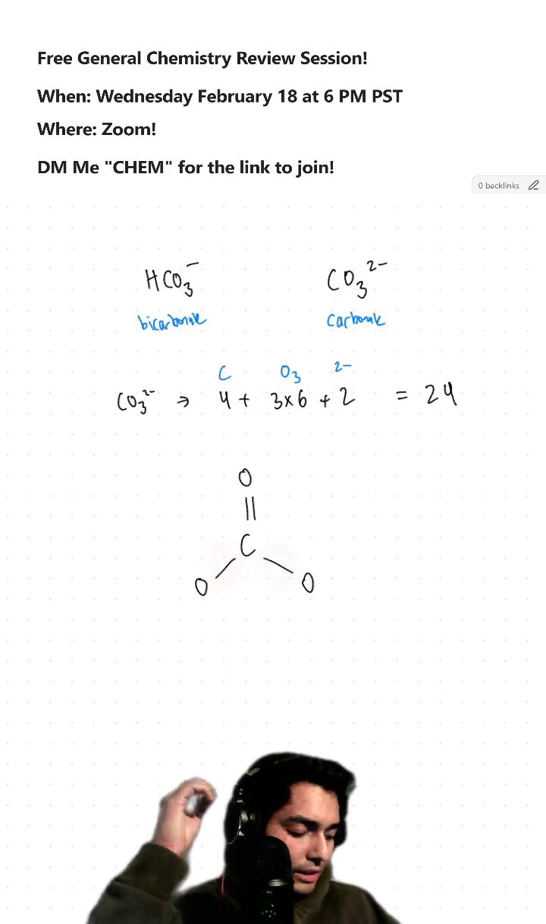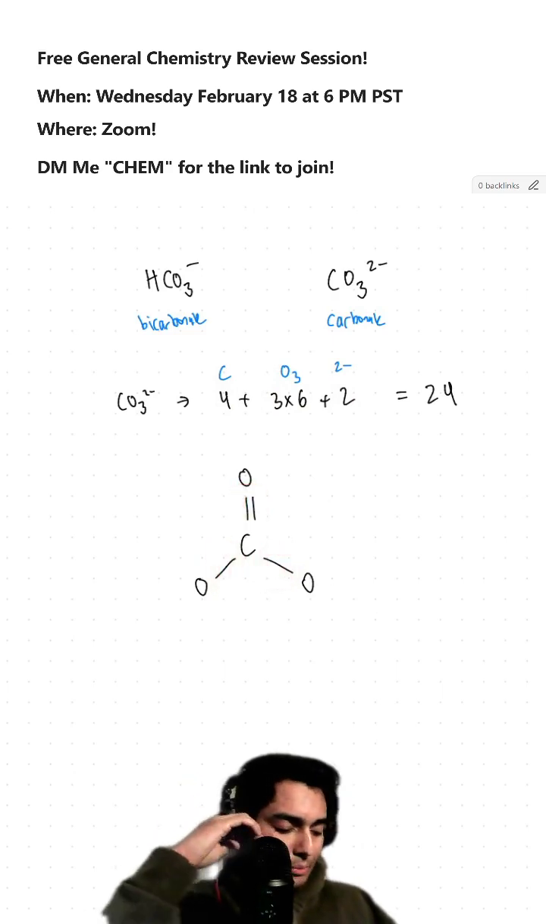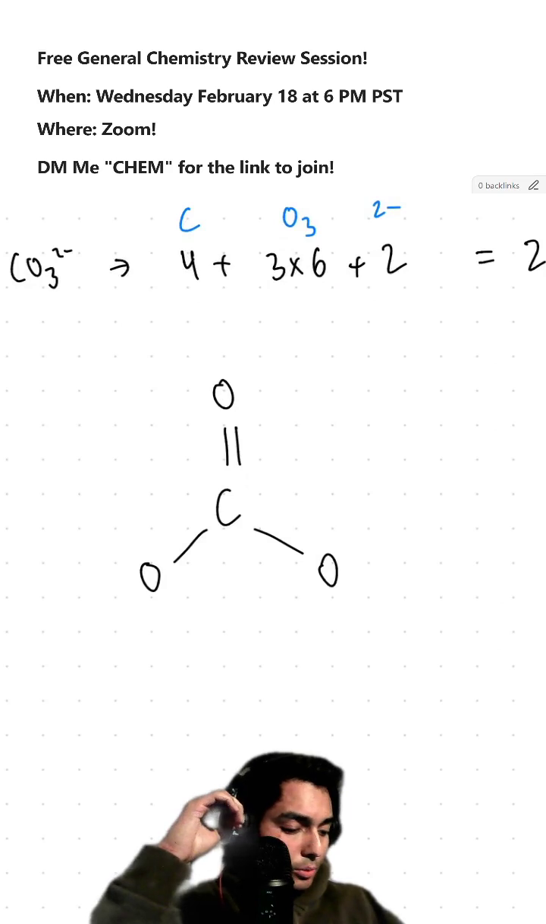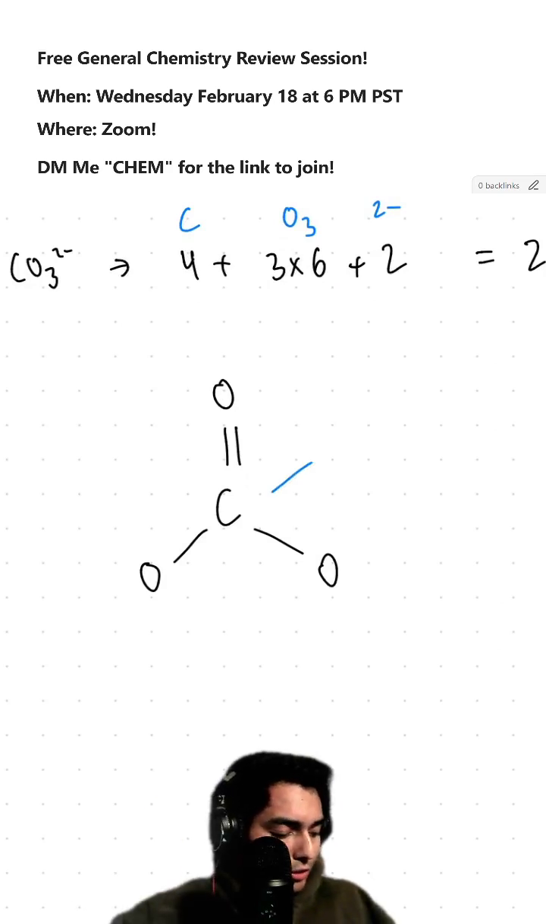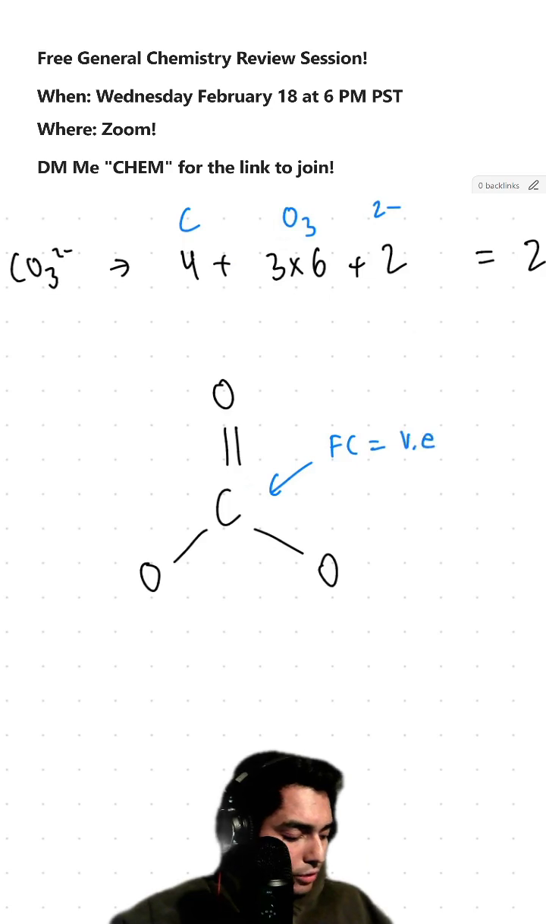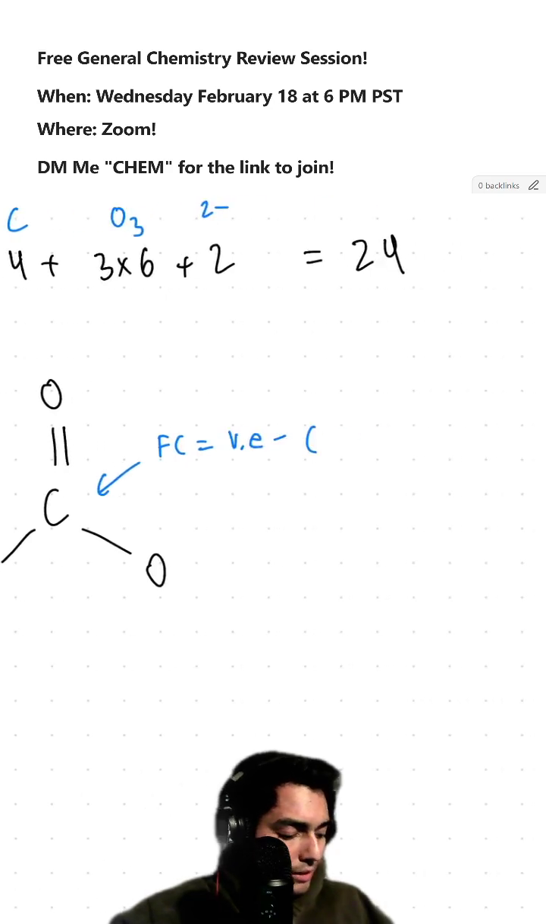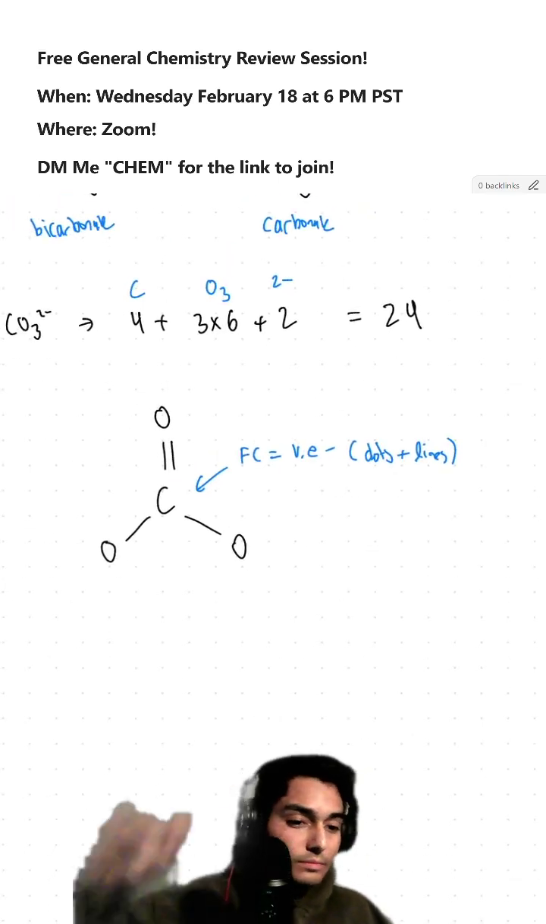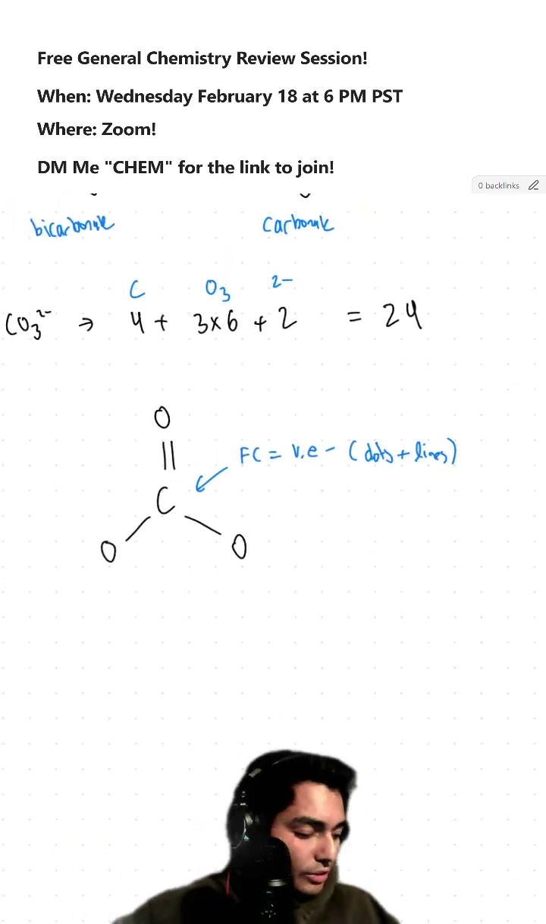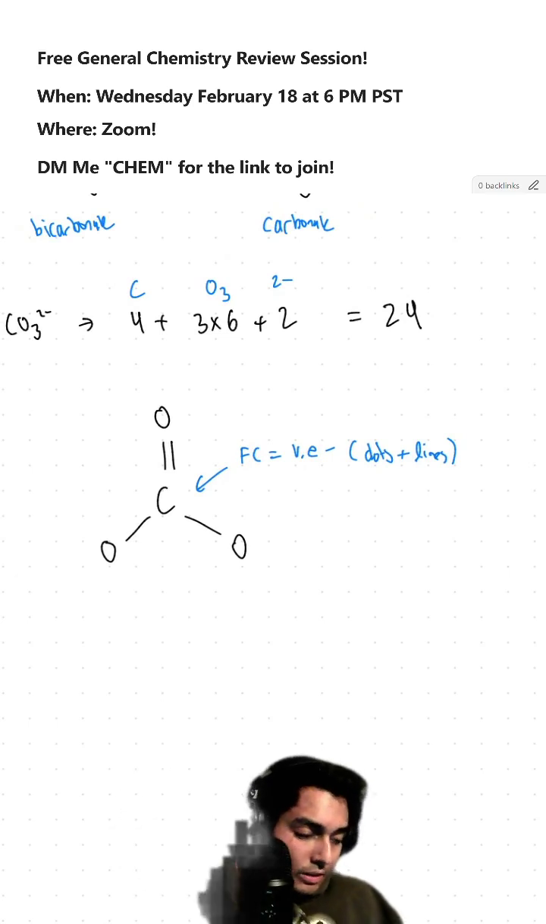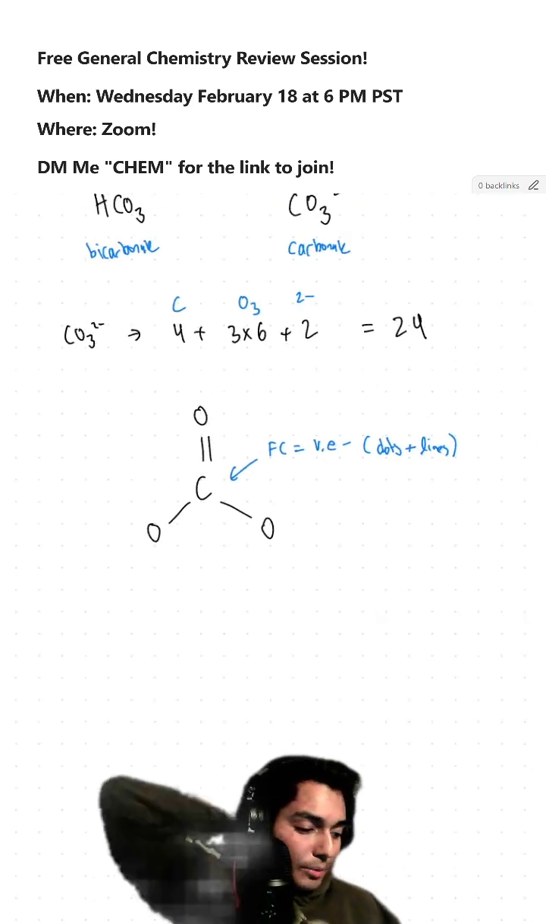What do I mean by steric number? I'm going to just calculate the formal charge. What's the equation for formal charge? Formal charge is equal to the number of valence electrons minus dots plus lines. So what's the number of valence electrons? Chat, how many valence electrons does carbon have? If you forget, how do I check? I'm going to check the periodic table.